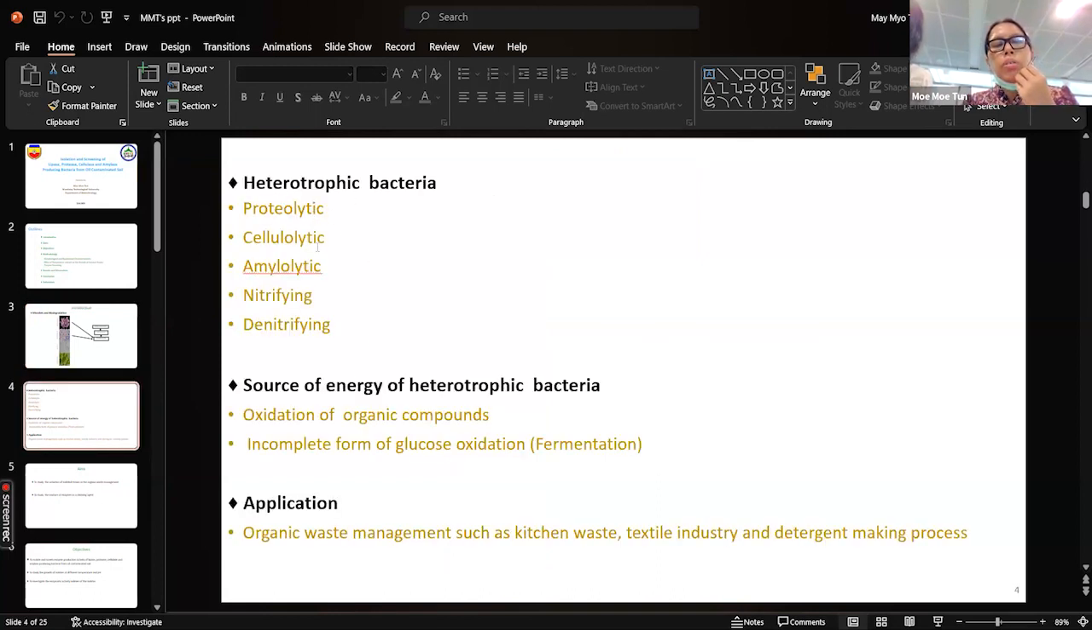heterotrophic bacteria such as proteolytic, cellulolytic, amylolytic, nitrifying, and denitrifying bacteria are included in the biodegradation process because their source of energy is the oxidation of organic compounds, an incomplete form of glucose oxidation. And so they can be applied in organic waste management such as kitchen waste, textile industry, and detergent making.